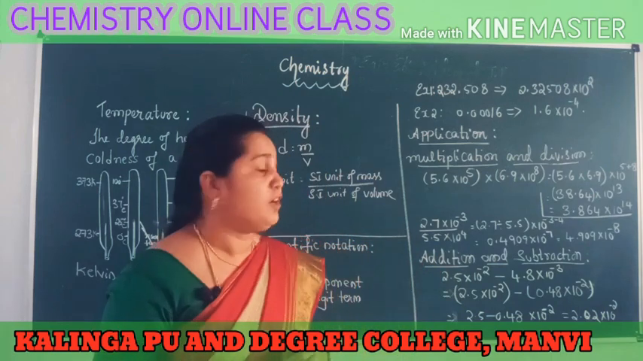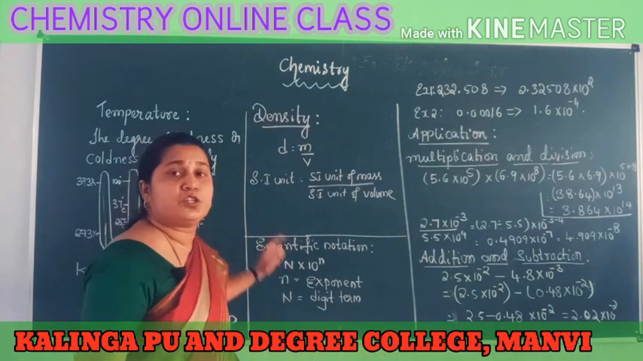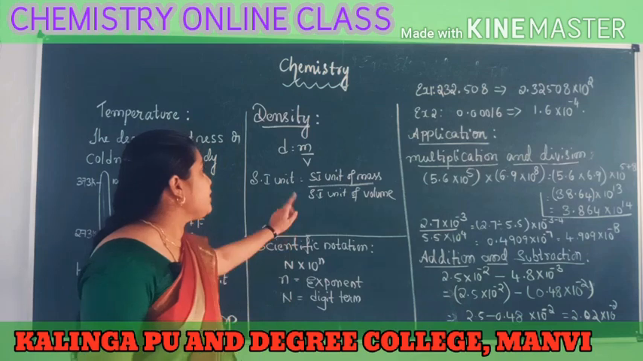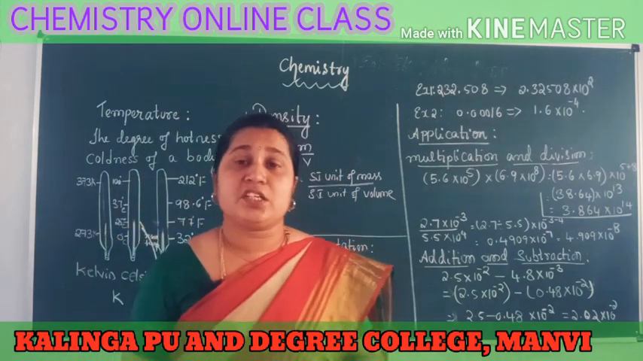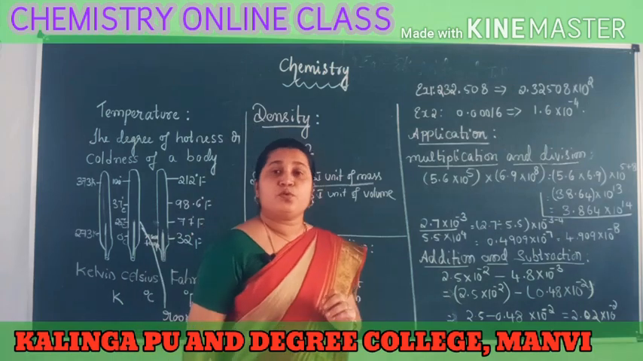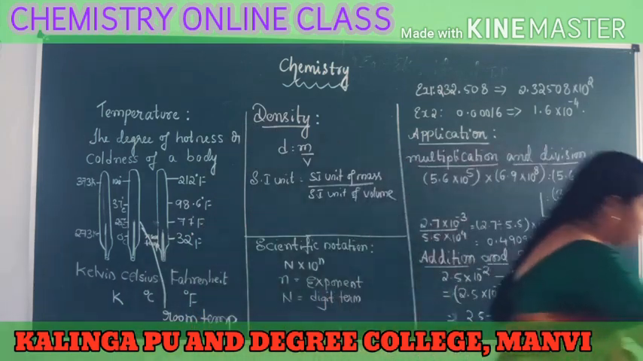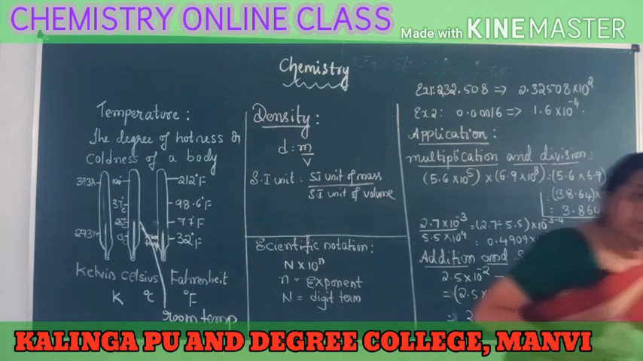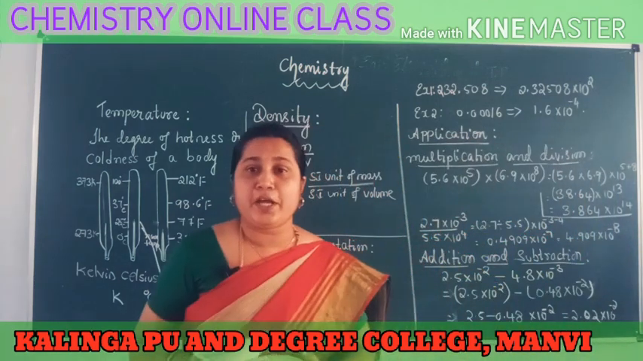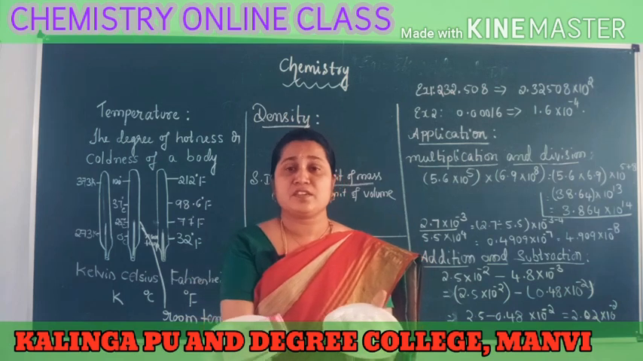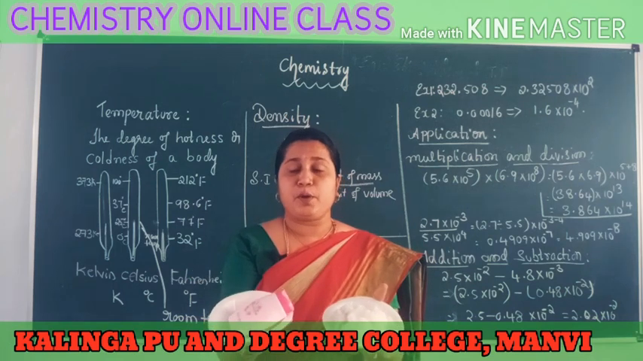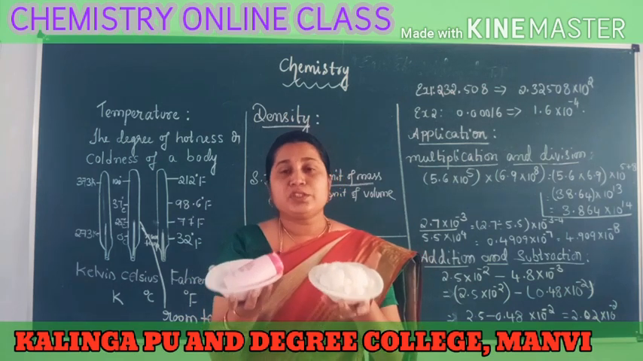Then let us move to the next topic called density. What is density? I will show one example. Here I have taken two bowls for you. One bowl has cotton and the other has a powder packet. Both have the same weight. This is equal to 100 grams, and this is also equal to 100 grams. Both have equal weight.